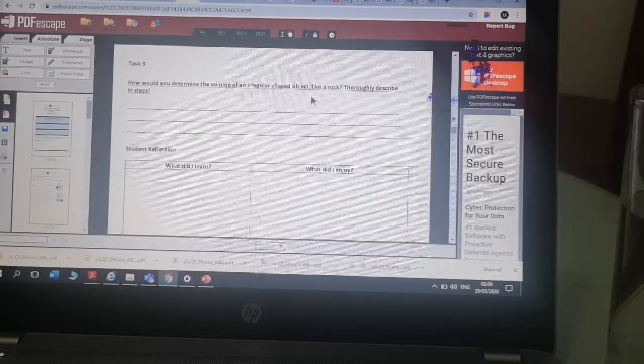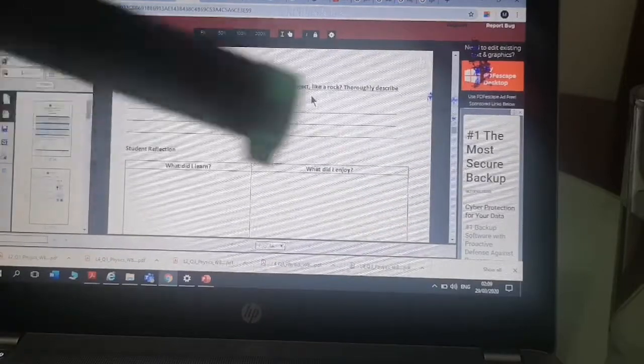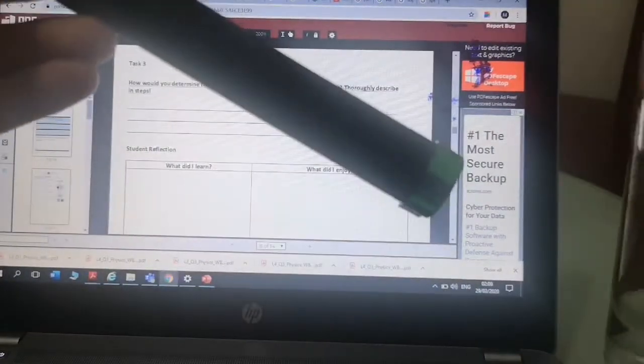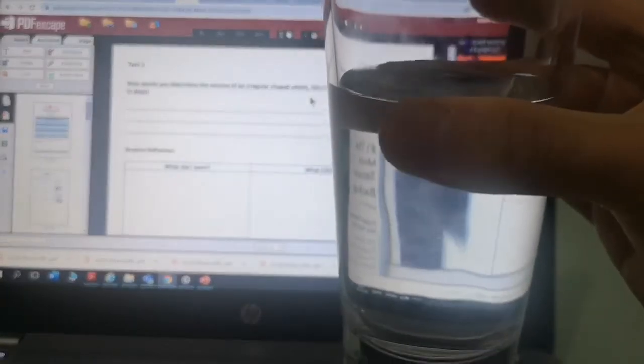Okay, I've found something. My amazing selfie stick. Now I shouldn't do this over my laptop, but if I'm careful. Now my thumb is next to the line, so we can see what will happen to the water as I put this in. What is happening to the water? Can you see?